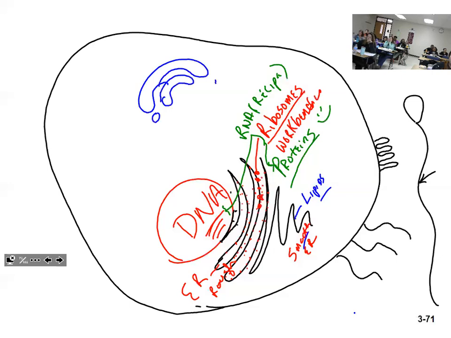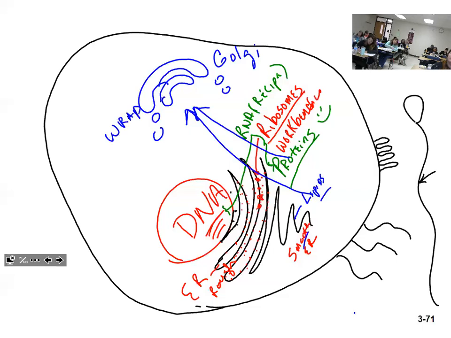Okay, my drawings might leave a little to be desired. But these products, these proteins, these lipids, are going to go to this Golgi apparatus, Golgi body, Golgi complex. I don't care. As long as you know it's Golgi, it's okay to say too. This Golgi, let me tell you what it's going to do with these products. It's going to wrap them in a vesicle and ship them.